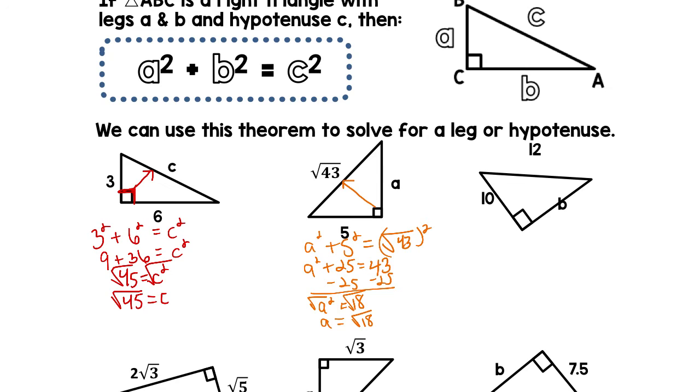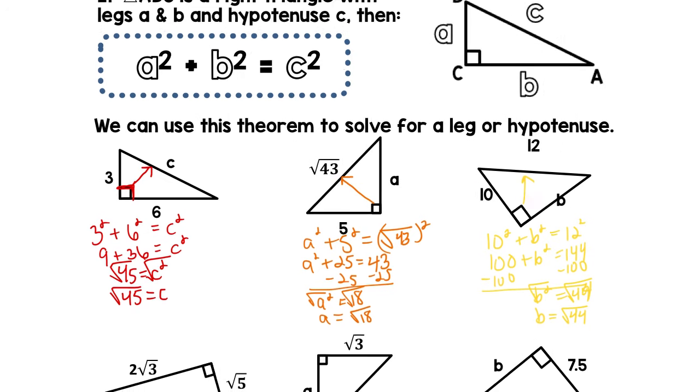Phenomenal. Now, same thing, but now we don't know this B, it's random B, another leg. We know the hypotenuse is 12. So we have 10 squared plus B squared is 12 squared. So that's 100 plus B squared is 144. Subtract 100 from each side. We get B squared is 44. Square root all the things, and we get B is equal to the square root of 44. Hot dang. All right, let's do some more.